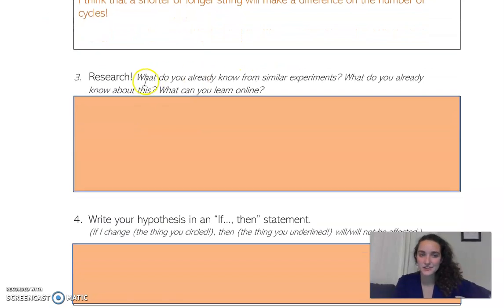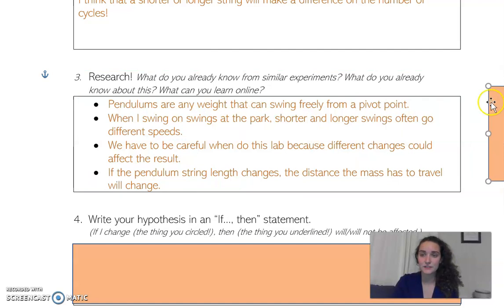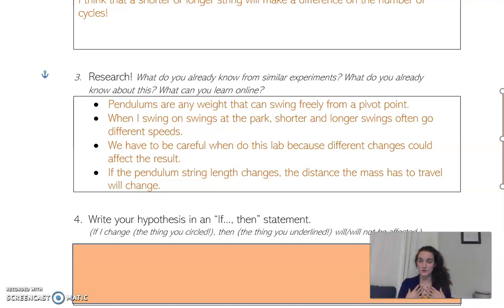Now is where it gets good. Here is what makes a hypothesis a hypothesis. We must research, get some information about our question so that we can make an educated prediction, an educated hypothesis about what will happen when we do our experiment. Now, researching can be looking online. It can be thinking about what we've already done with this lab. It can be thinking about things we've experienced in our own lives. All of that goes into making a good hypothesis.